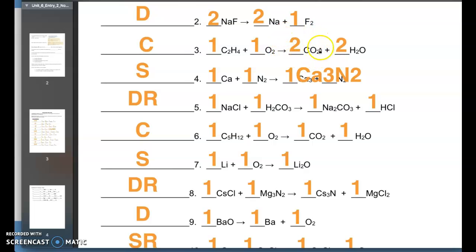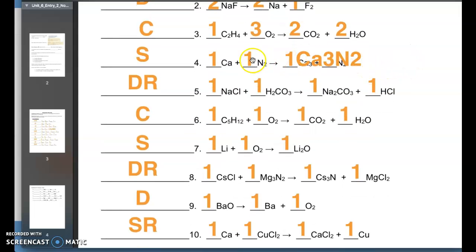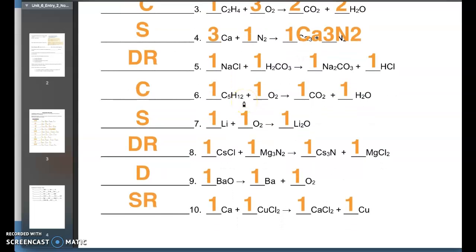So right here in 2 CO2s, I have 4 oxygens. 2 H2Os, I have 2 more for a total of 6. So to make that 6, I need a 3. Now, here I got 1 calcium, 3 calciums, so I got to put a 3 there. 1 nitrogen, or sorry, 2 nitrogens and 2 nitrogens, so actually I'm all balanced now.